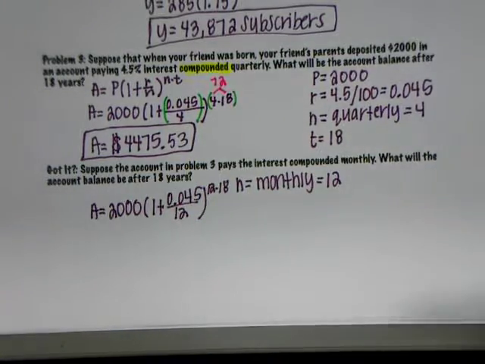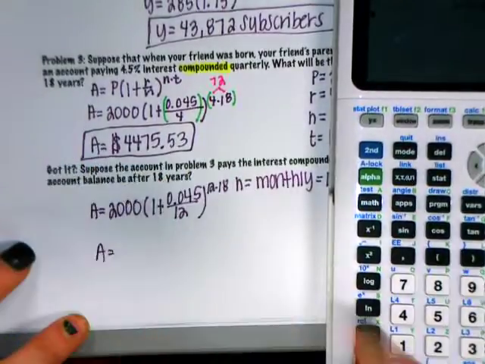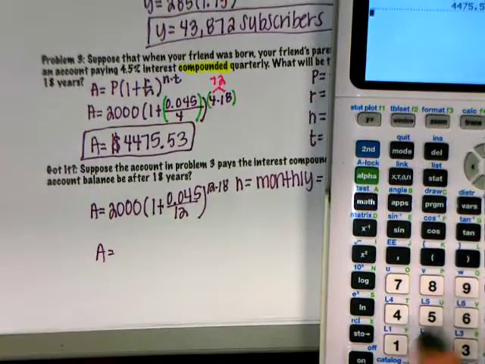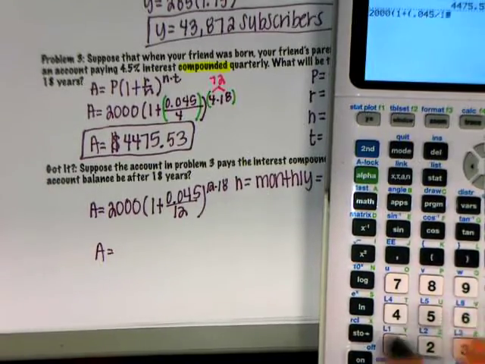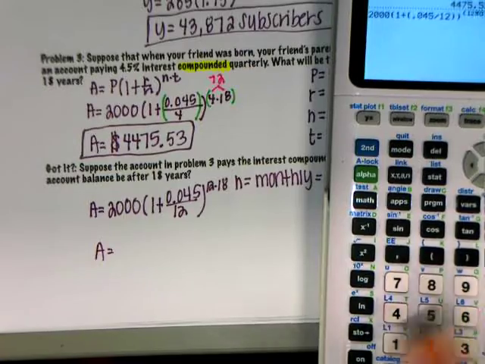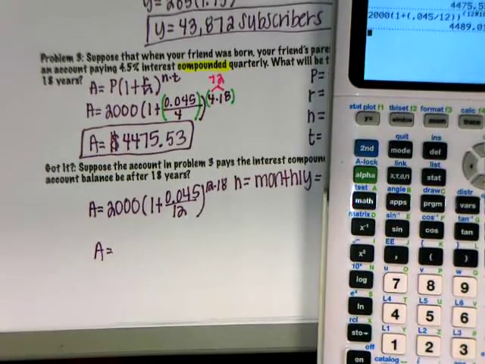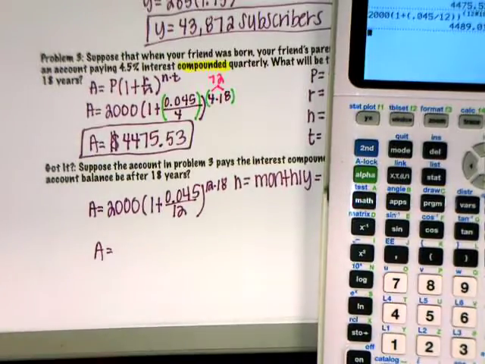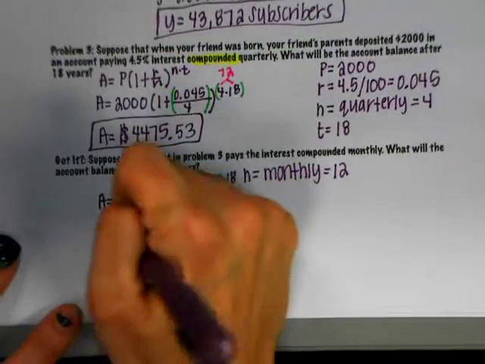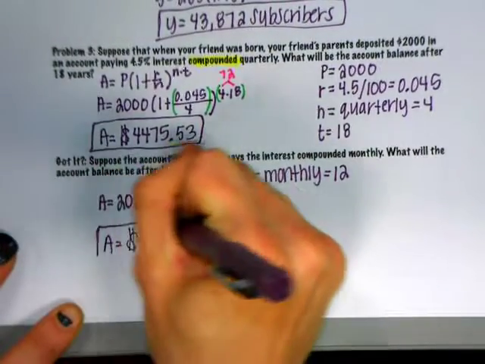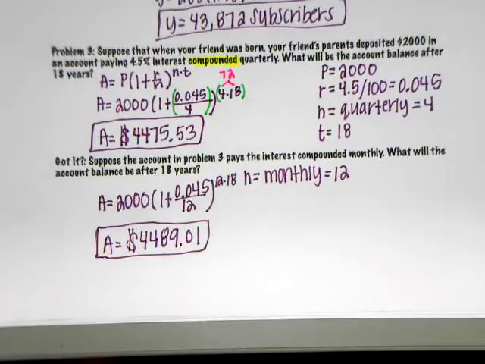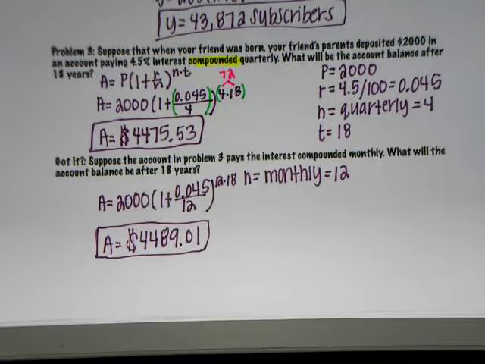So if you type that whole thing into your calculator, you should have gotten $4,489.01. Yes? Okay. All right. Any questions on that? Okay, so remember, only use that formula if it says compounded.